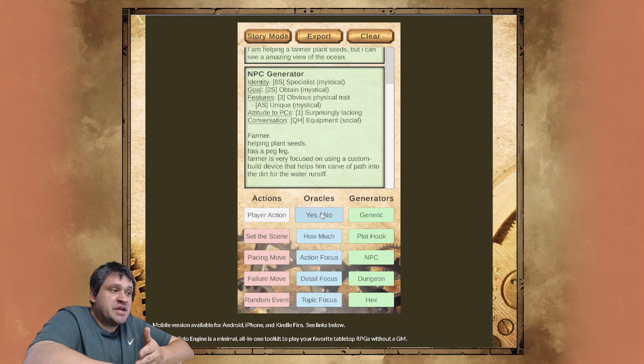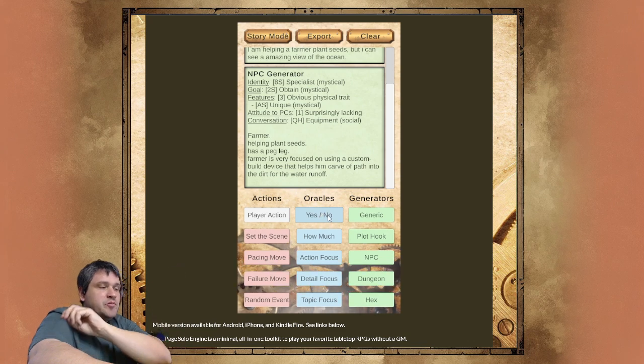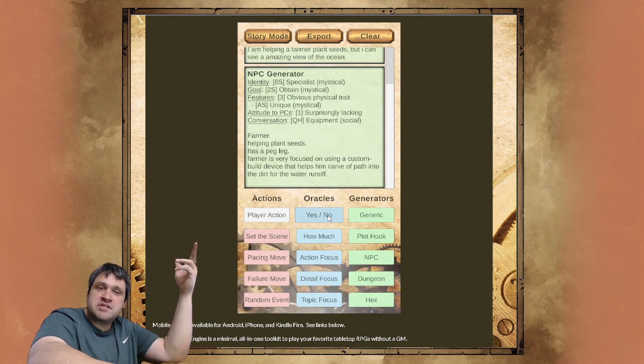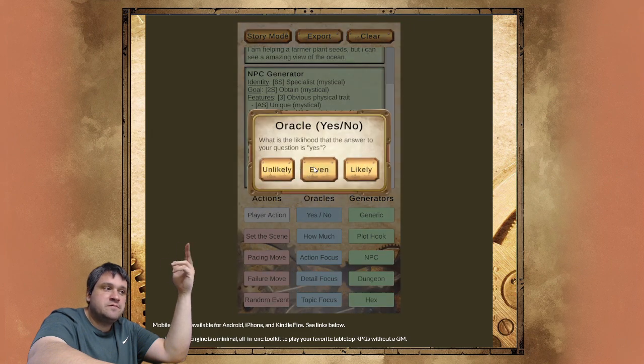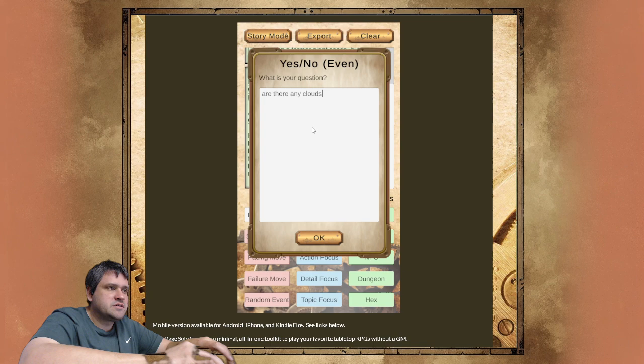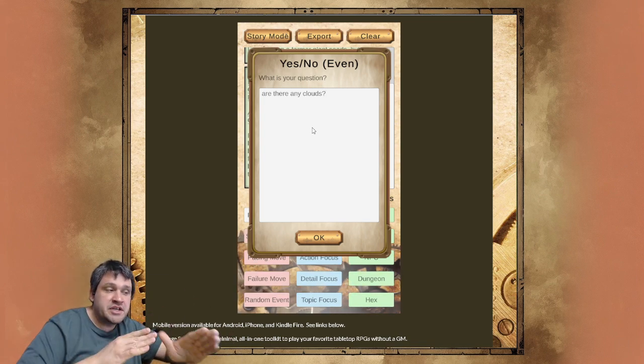But perhaps let's say, do we see rain in the distance? We're near the beach, and let's first ask, are there any clouds in the sky? Let's do even. Are there any clouds? So we're not using an oracle to roll the dice. We're using the oracle built into here.